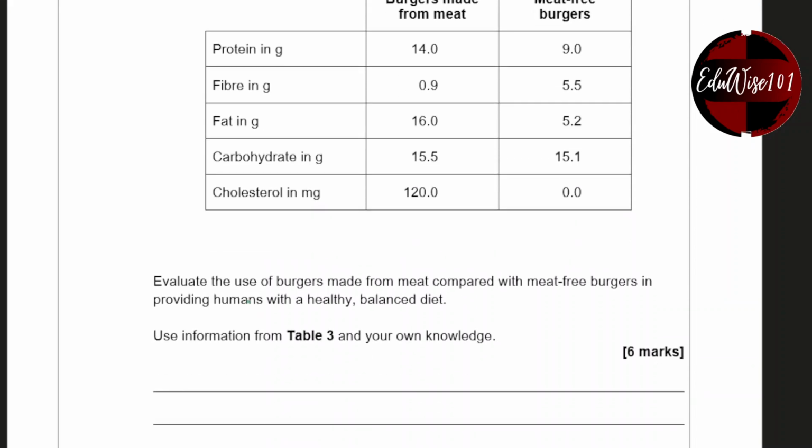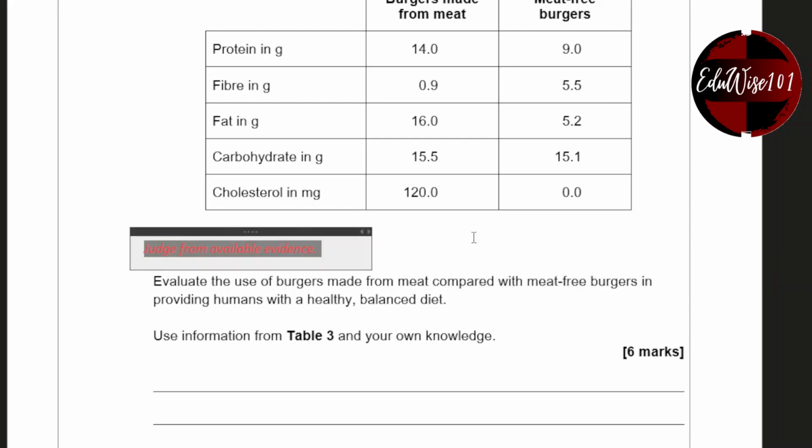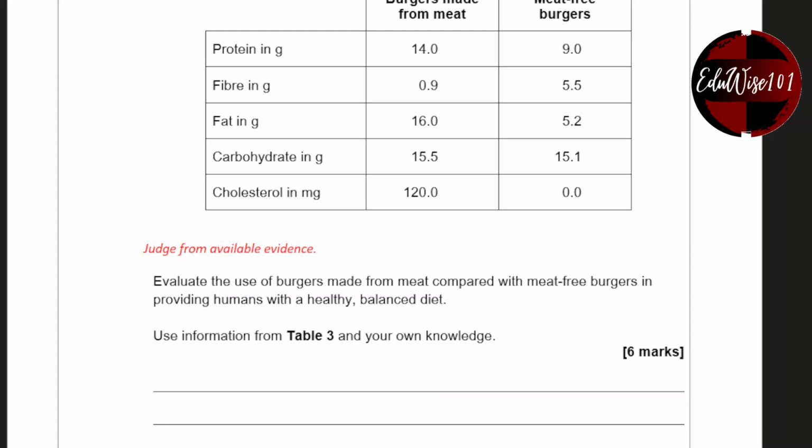Evaluate the use of burgers made from meat compared with meat-free burgers in providing humans with a healthy, balanced diet. Now, what does evaluate mean? It means to judge from available evidence. Think of evaluate as the higher order of what they usually ask, so think of having to list, describe, and explain all of them together. Use the information from table 3 and your own knowledge. So let's have a look at what they have given.